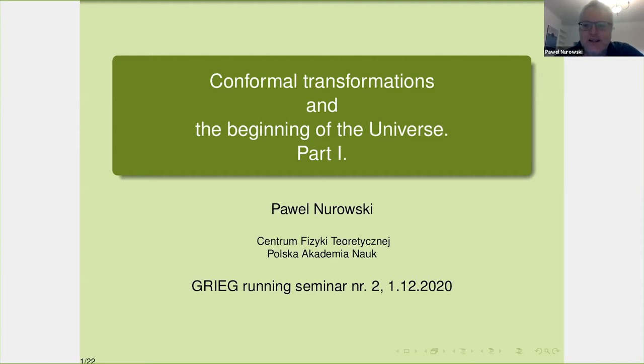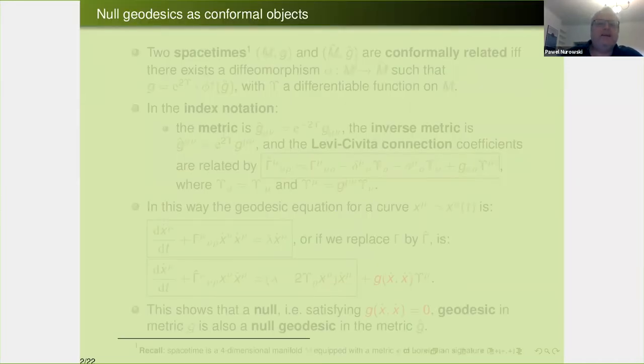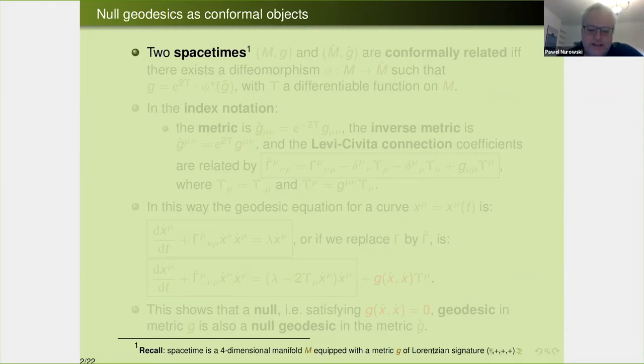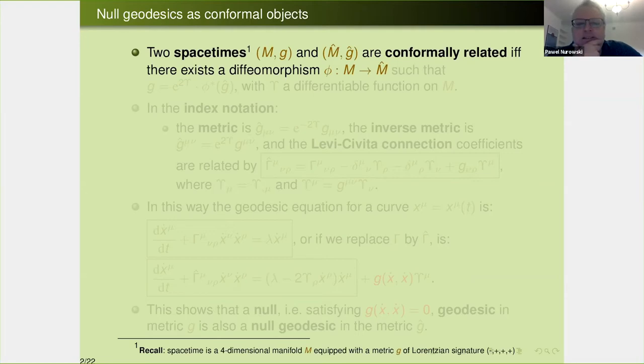So the first one is the fact that everybody knows, namely that null geodesics in spacetimes are conformal objects. So I say two spacetimes, and remember that for me spacetime is a four-dimensional manifold equipped with a metric of Lorentzian signature. I say the two spacetimes (M, g) and (M hat, g hat) are conformally related if there exists a diffeomorphism from M to M hat such that the metrics are related by a scale, which here I write as e to the 2 gamma, where gamma is a differentiable function on the manifold M.